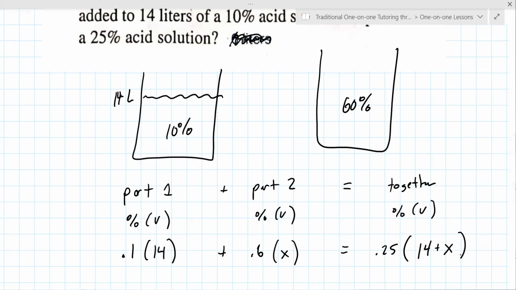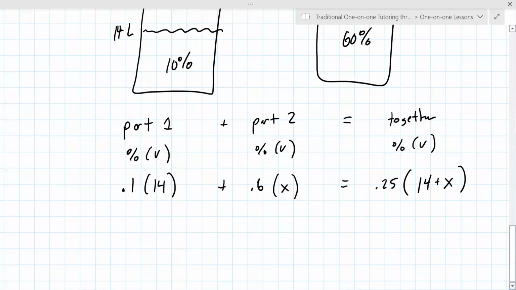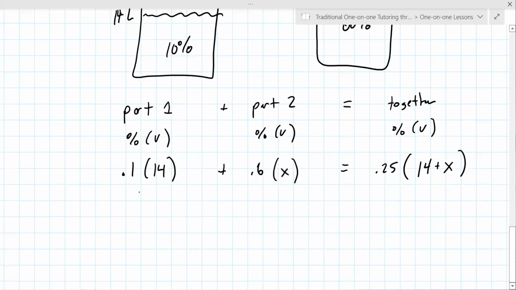Any questions on that? Okay, so multiply these in: 1.4 plus 0.6x equals, so we've got 0.25 times 14. You can think of 0.25 as a fourth. A fourth times 14 is 14 over 4, 7 halves. So 3.5 plus 0.25x, like that.